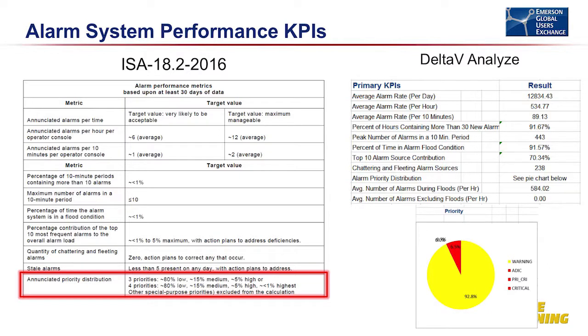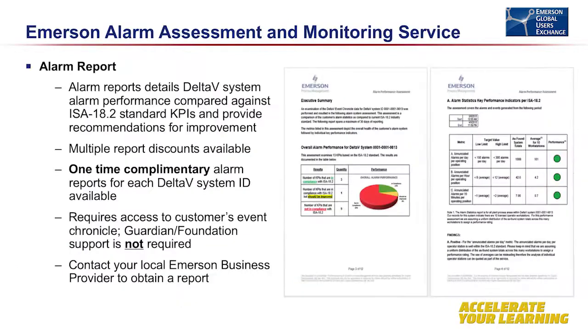Ideally you'd have the distribution shown on the left there: 80% would be low, maybe 15% medium, and just 1% high. If you do not have Delta V Analyze to obtain your benchmark measurements, there is an alternative solution for you, and that is to request a report from Emerson to get that information.